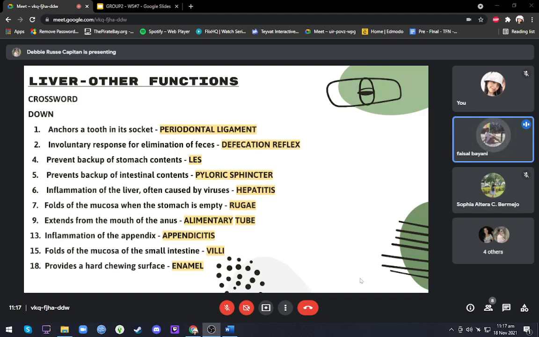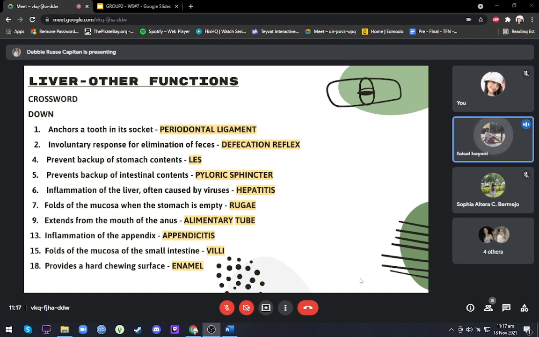Down. Number 1, anchors a tooth in its socket: periodontal ligament. Number 2, involuntary response for elimination of feces: defecation reflex. Number 4, prevents backup of stomach contents: lower esophageal sphincter. Number 5, prevents backup of intestinal contents: pyloric sphincter. Number 6, inflammation of the liver, often caused by viruses: hepatitis. Number 7, folds of the mucosa when the stomach is empty: rugae.